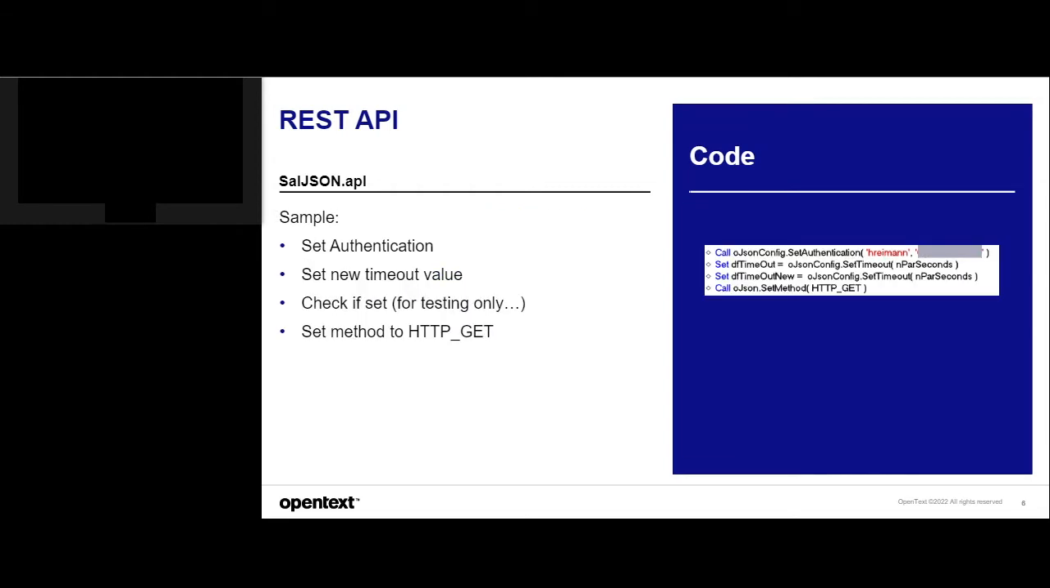Here's a small code sample. In this case, I create a class of JSON config, set the authentication, and you will see I send in the authentication for myself, and I create out the password. I set the timeout. I get back the old version of timeout. That's why I use it twice. At least I want to pass in again the same number, to see if this was really set. And also I set the method, for example, to HTTP GET.